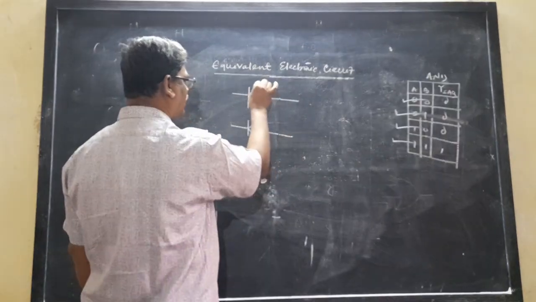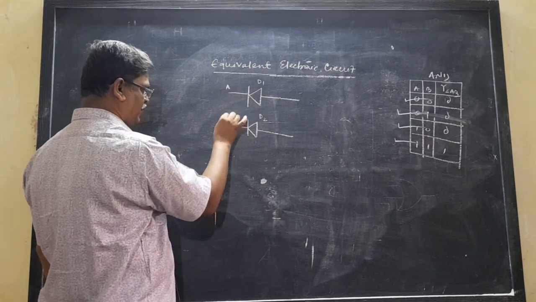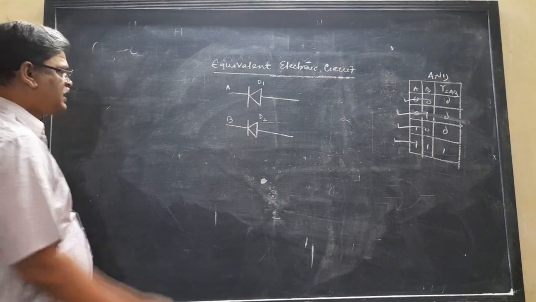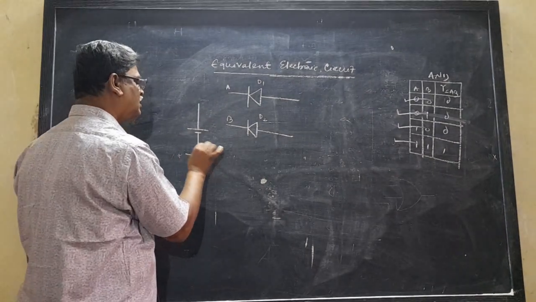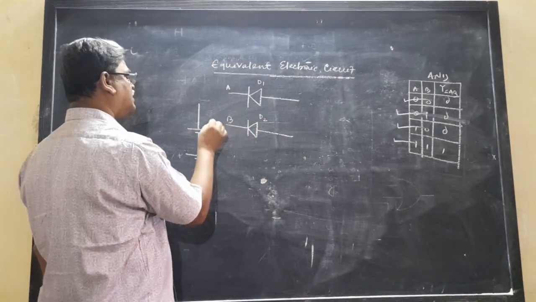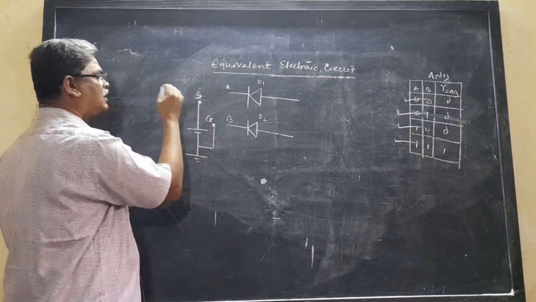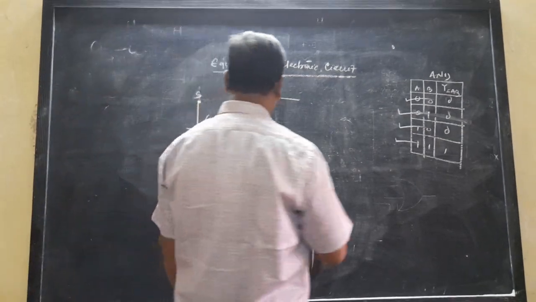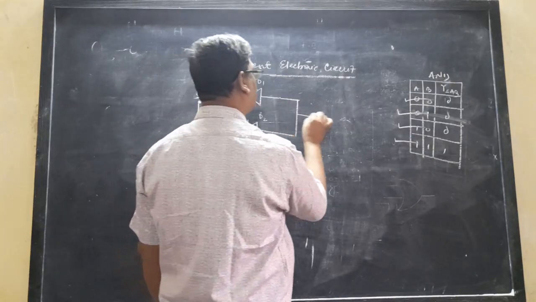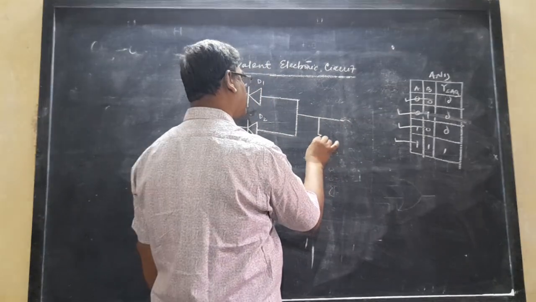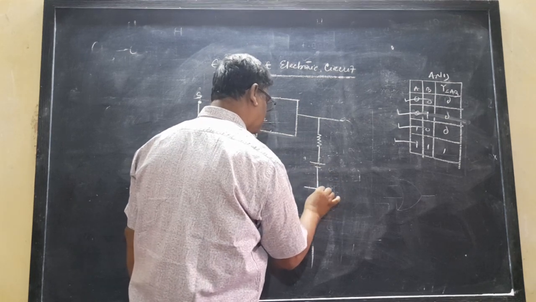This is your diode D1 and this is the diode D2. This is your input A and this is the input B. These are connected to a source and this is the ground. This is the point Z and this is the terminal point. Next, at this output we use a resistance. Then we put another source and this is the ground. Clear?